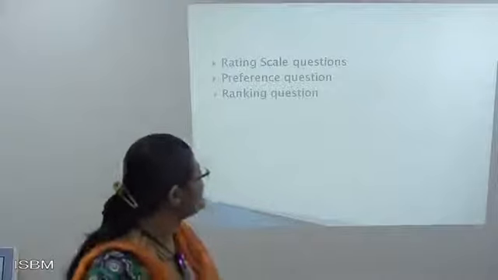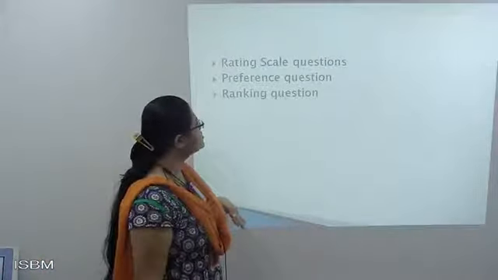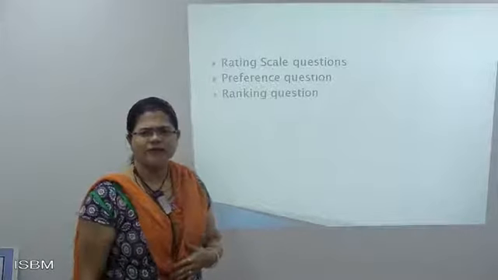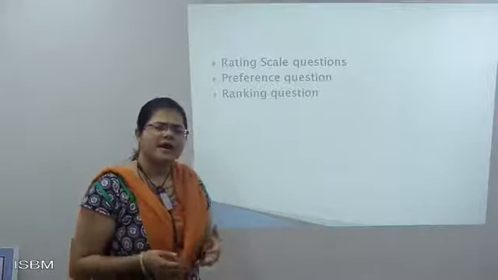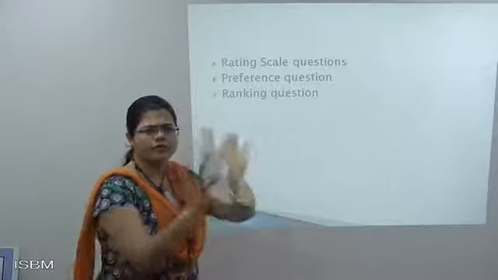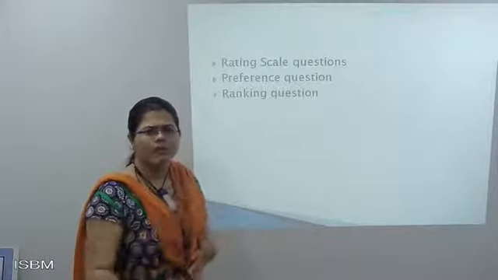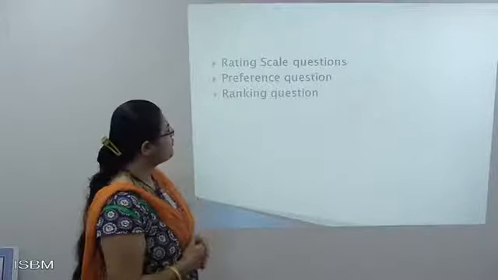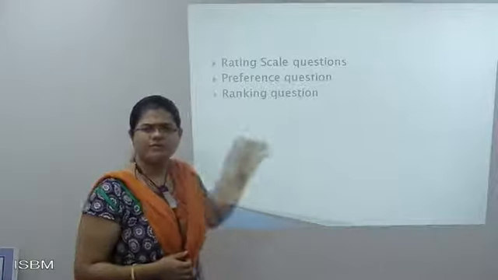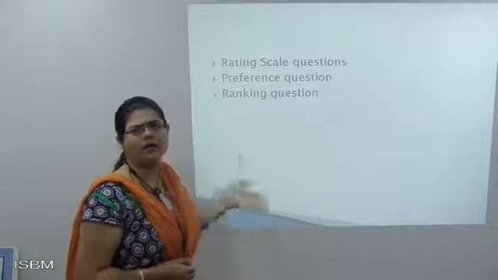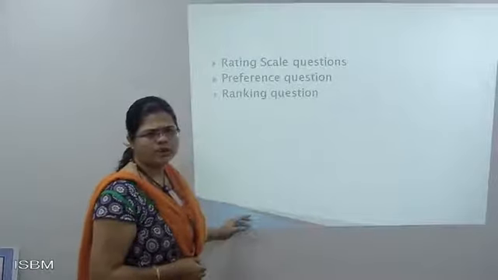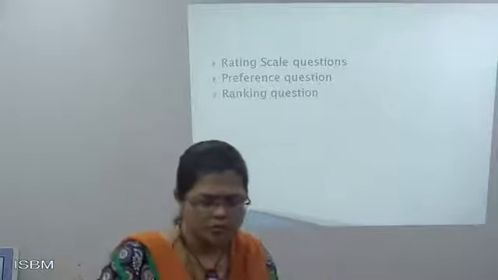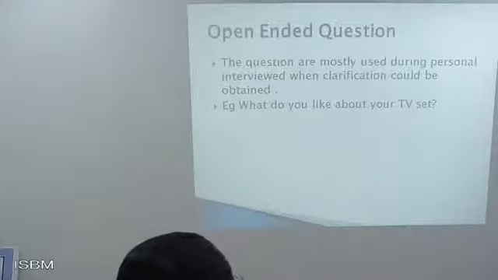I have rating scale questions, preference questions, and ranking questions. In a rating scale question, you just need to give ratings, 1 to 4, or 1 to 3, for appearance and so on. Preference is whether you like or you don't like. In the ranking method, you just do the rank between 1 to 5 for the product, according to what kind of ranking you want to give. So these are the different question types you can use whenever you're designing a research.